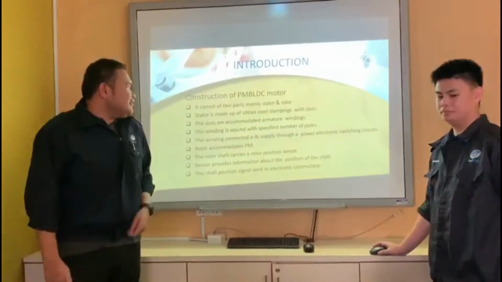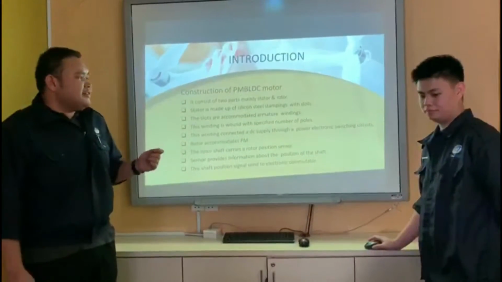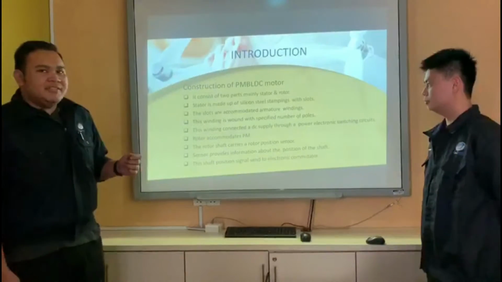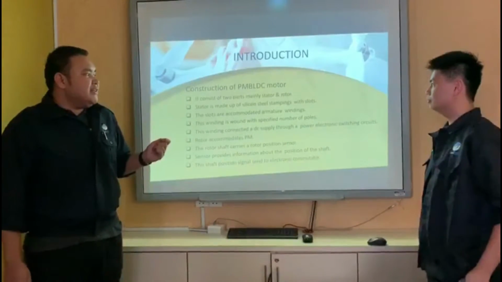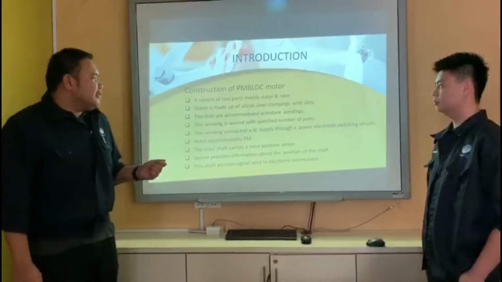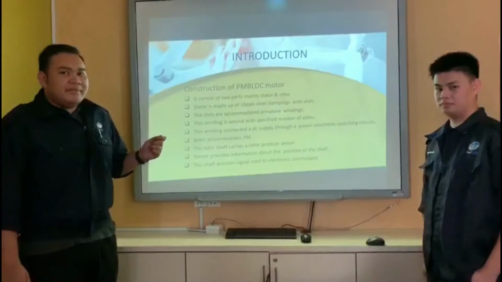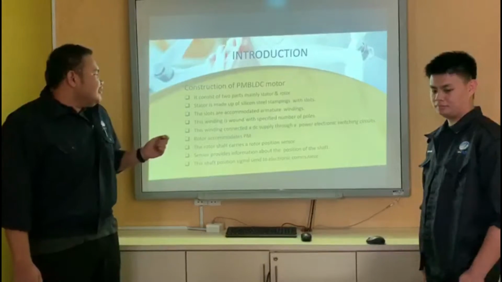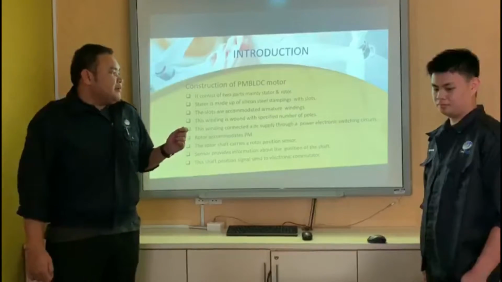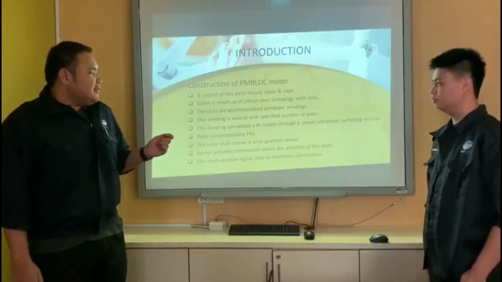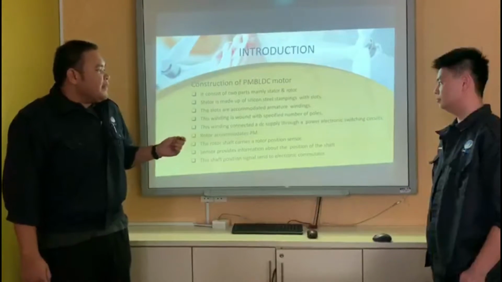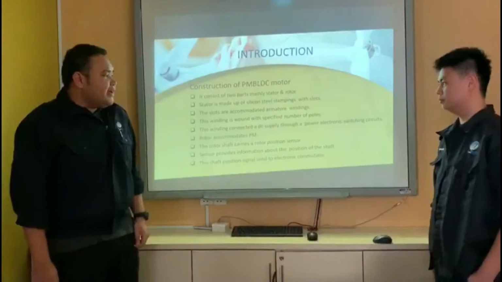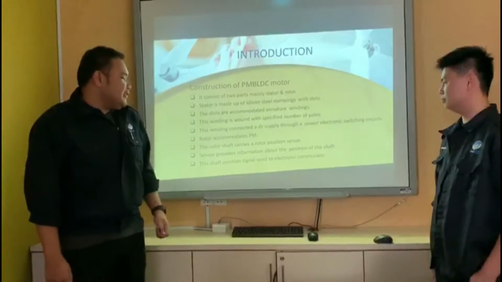For the introduction, this is the construction of a permanent magnet brushless DC motor. It consists of two parts mainly: the stator and the rotor. The stator is made up of silicon steel stamping with slots. The slots accommodate the armature winding. This winding is wound with a specified number of poles. This winding is connected to a DC supply through a power electronic switching circuit.